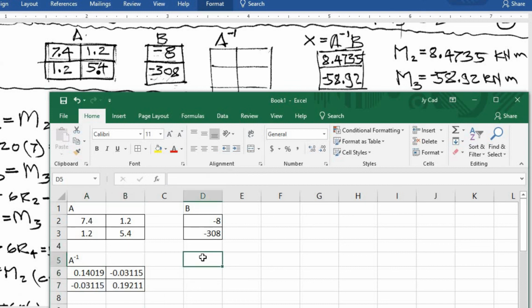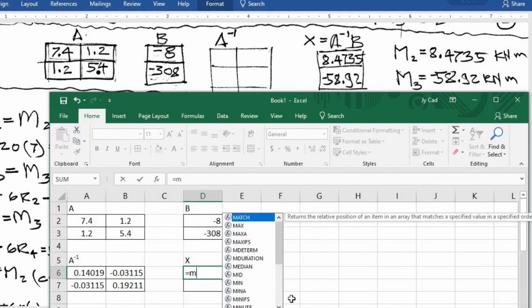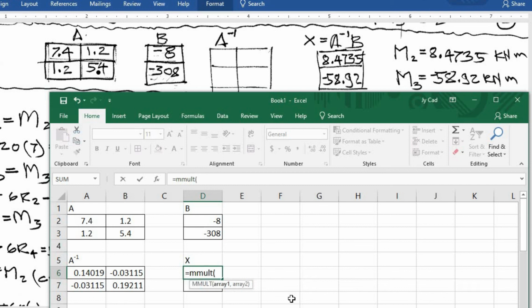Next, we will now solve for your unknowns. Okay, so, ayan. Punta tayo dito ngayon sa first cell. I-type there equal sign. Then, M mult. Open parenthesis. M mult stands for matrix multiplication. Okay? So, escape ko ulit. Equal sign. M mult. Open parenthesis. You now highlight your inverse matrix. Yan. Then, comma. Tapos, i-highlight mo yung B matrix. Then, close. Then, i-press enter.